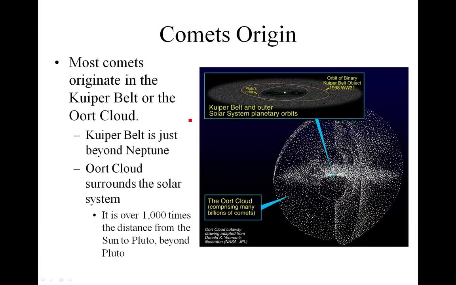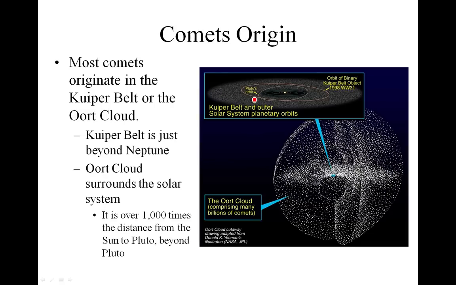So where do these comets come from? Most comets originate in the Kuiper belt or in the Oort cloud. Well, where's the Kuiper belt? The Kuiper belt is just beyond Neptune. So you see the solar system here, the sun is in there, all the inner planets. We get out to Neptune, and then Pluto's this one. This is the Kuiper belt. So lots and lots and lots of comets are out here.